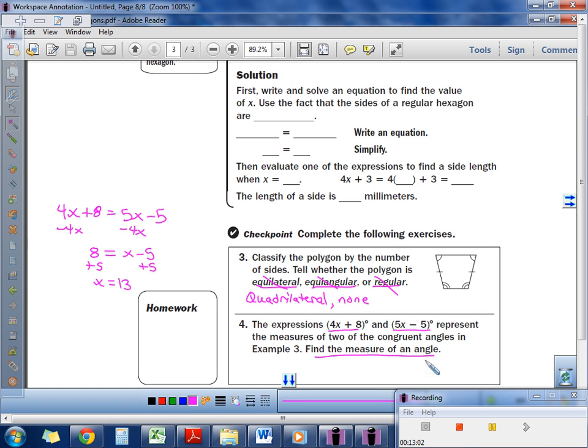Now, did that answer the question? Find the measure of the angle, so I have to substitute into one of them. I'll just pick this first one to substitute into. So 4 times 13, then add 8. And we get 52 degrees for that angle. Good job. So, I was told wrong. It is not 52. It is a final answer of 60. Great job.